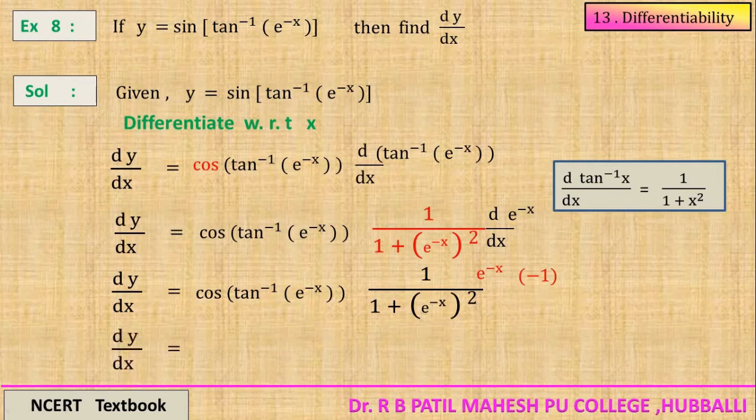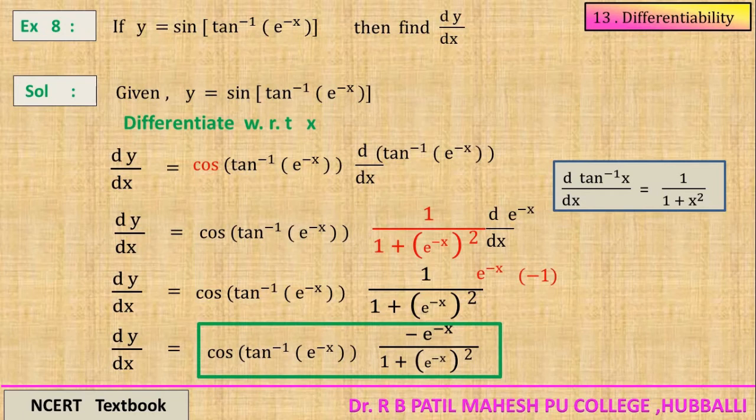Okay, rewriting this answer, we get cos of tan inverse e raised to minus x, minus e raised to minus x divided by 1 plus e raised to minus x whole square. So just write this minus into e raised to minus x in the numerator and divided by 1 plus e raised to minus x whole square. So this is the solution. I hope you understood. One by one the function is differentiated here. First sine function, and here tan inverse function, and here e raised to minus x function.